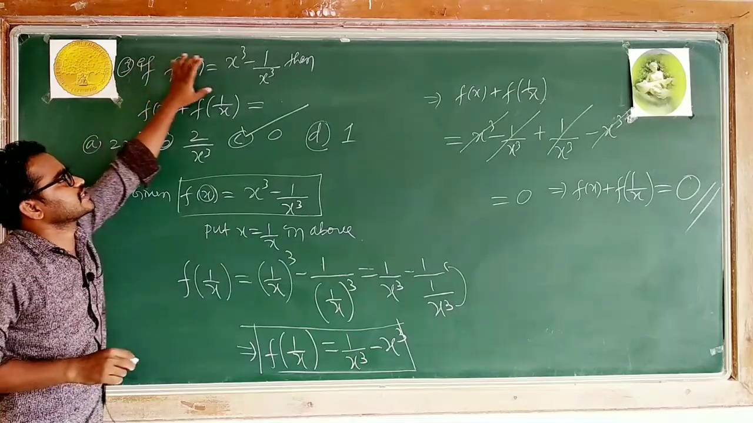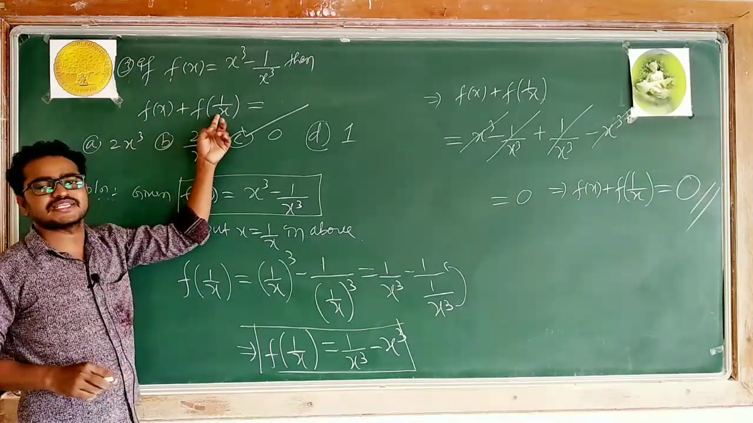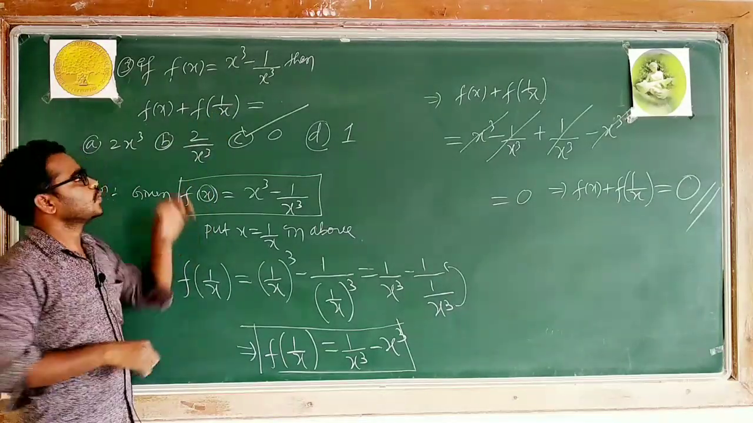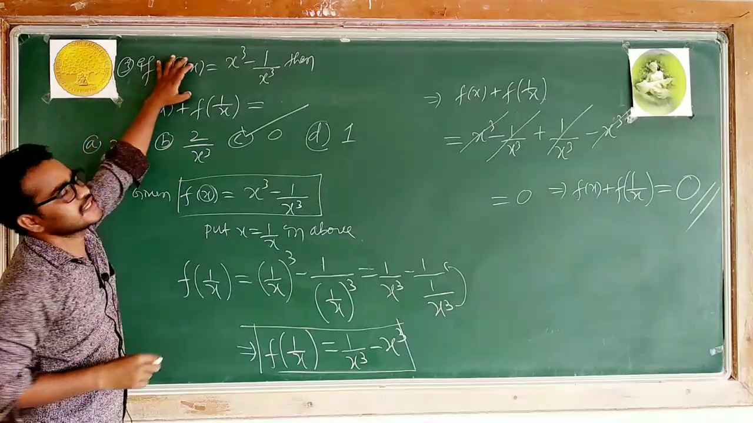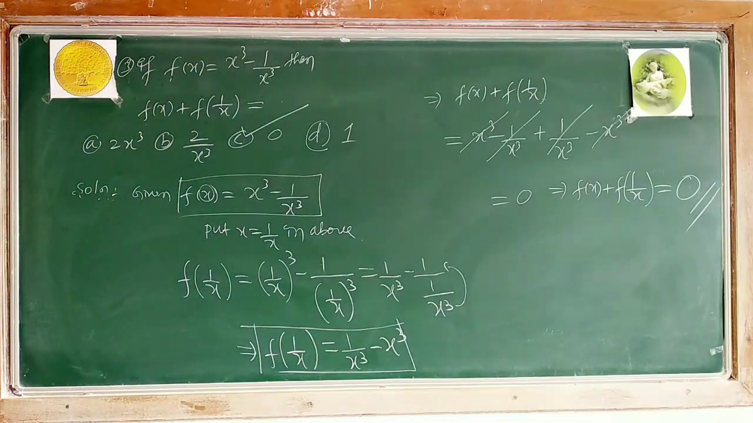It may be any number. Sometimes he will give f of x is equal to x cube minus 1 divided by x cube, and then ask f of 2 plus f of 1 by 2. In the place of x, you substitute 2. Whatever he is asking, you concentrate on that. Okay, this is about the third problem. Copy this.